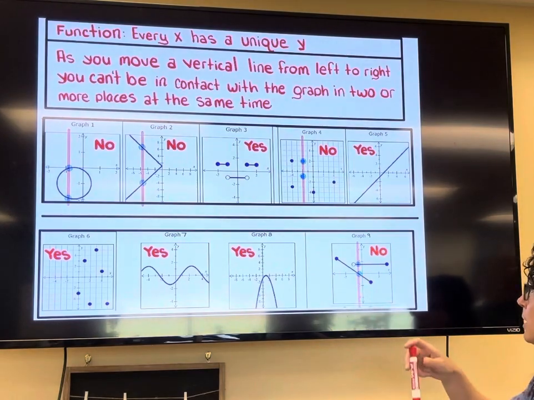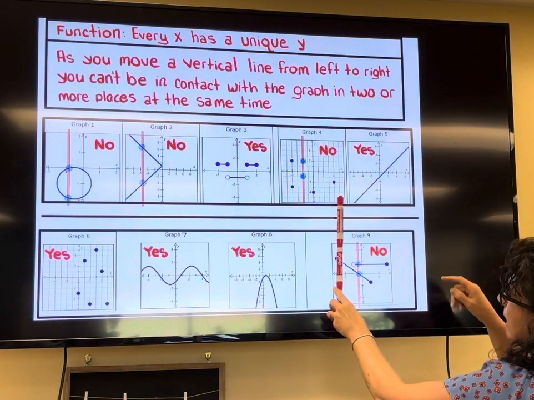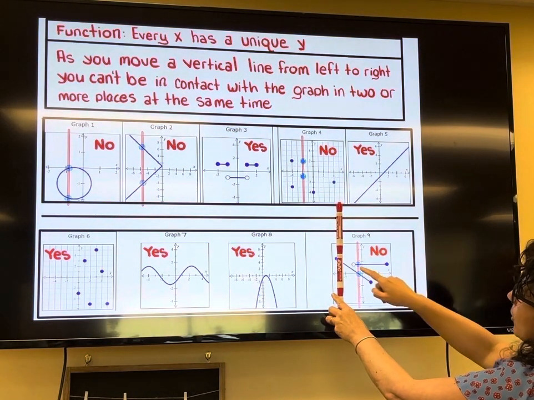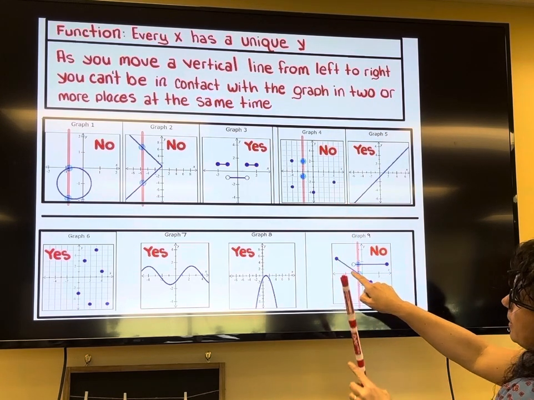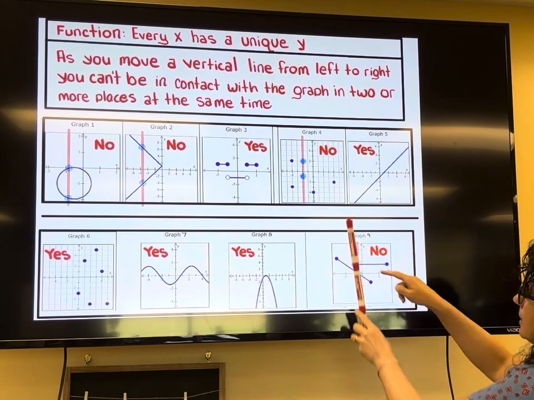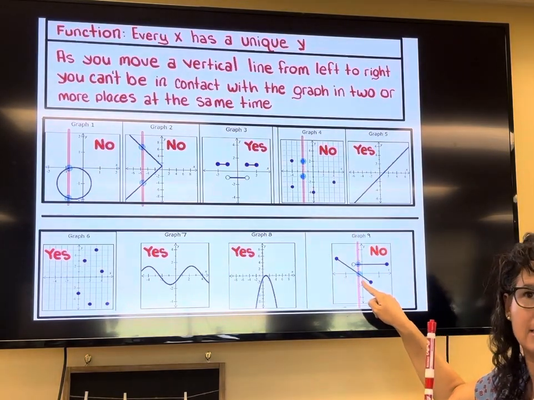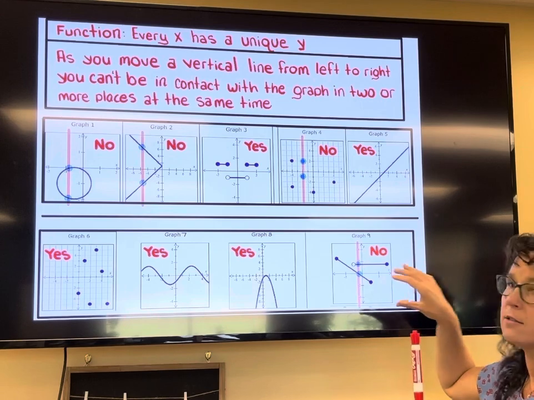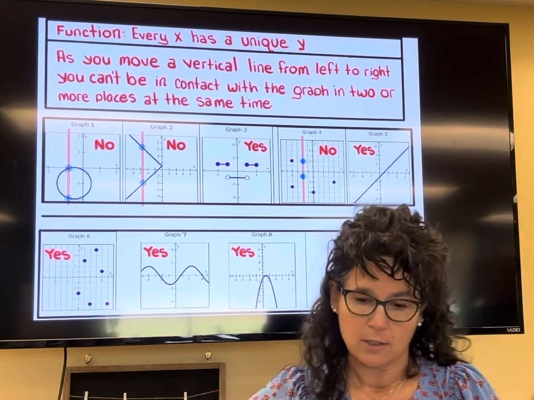And then this last one here, I'm okay at the beginning. I'm okay at the open dot, because the open dot lines up with a line. But as soon as I move past that open dot, I'm touching the graph in 2 spots at the same time. So this one is not a function.